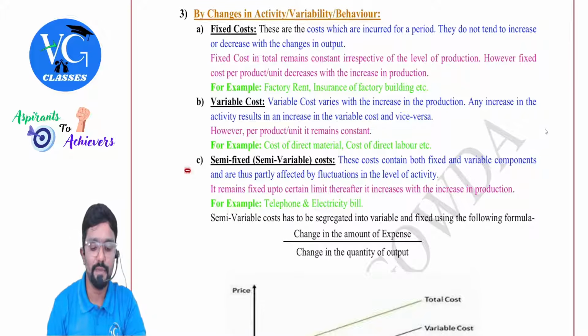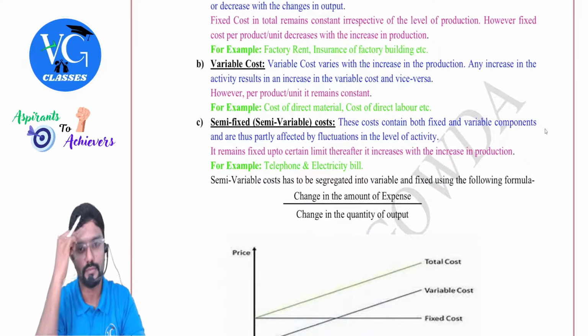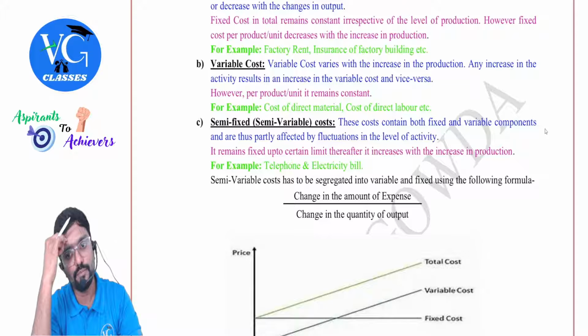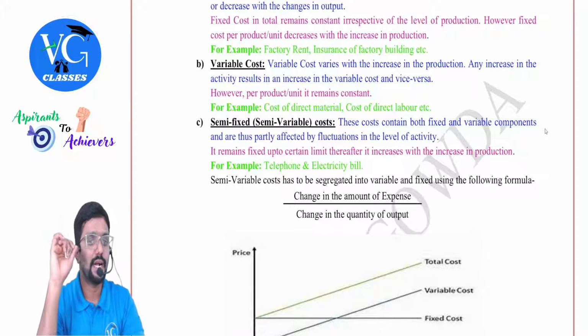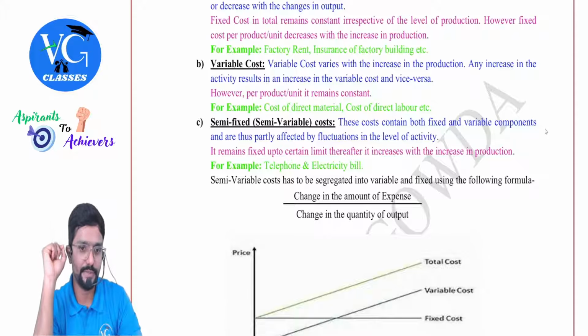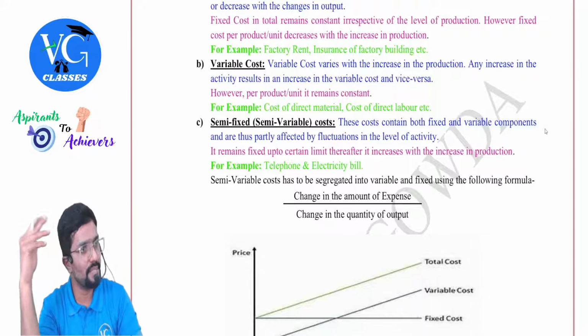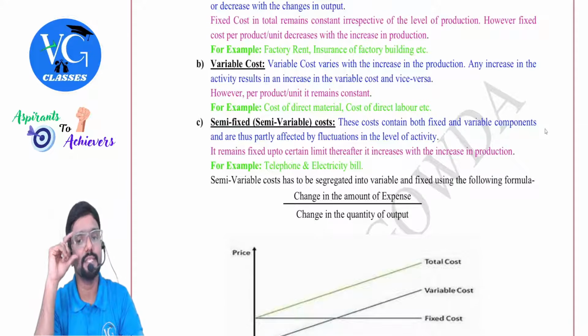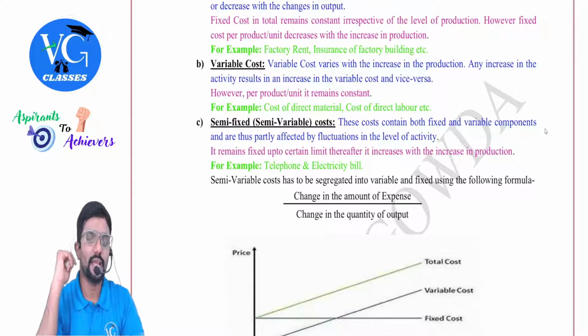Is it variable in nature? Yes. Next, semi-fixed or semi-variable. This cost contains both fixed and variable components and is thus partly affected by fluctuation in the level of activity. It remains fixed up to a certain point. Thereafter, it increases with increase in production. Examples are telephone and electricity bills.